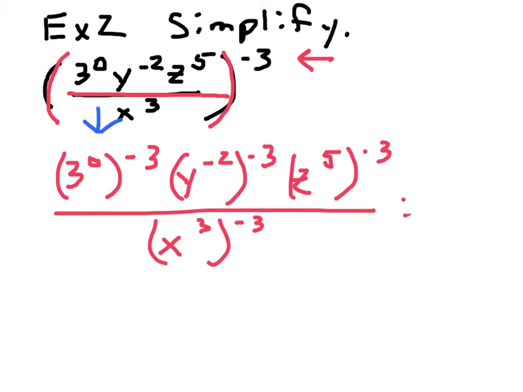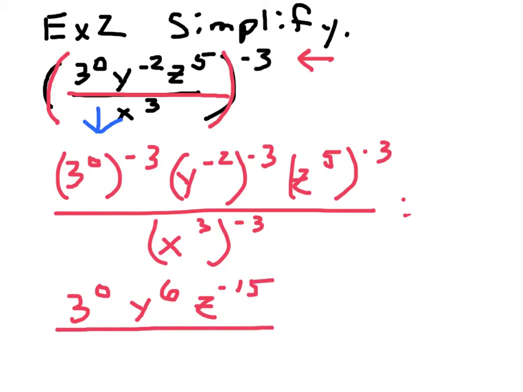So this one, 3 to the 0, a power raised to an exponent, you multiply the exponent. So I have 3 to the 0, because 0 times the negative 3 is 0. I have a y to the 6th power, because the negative 2 times the negative 3 is positive 6. I have a z to the negative 15th power over x to the negative 9th power. Now, what's 3 to the 0 power? Well, it's 1, and anything times 1 is itself, so really I don't have that.